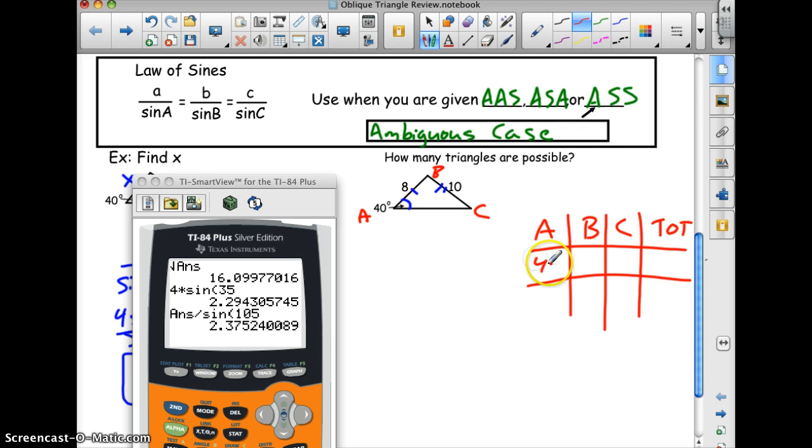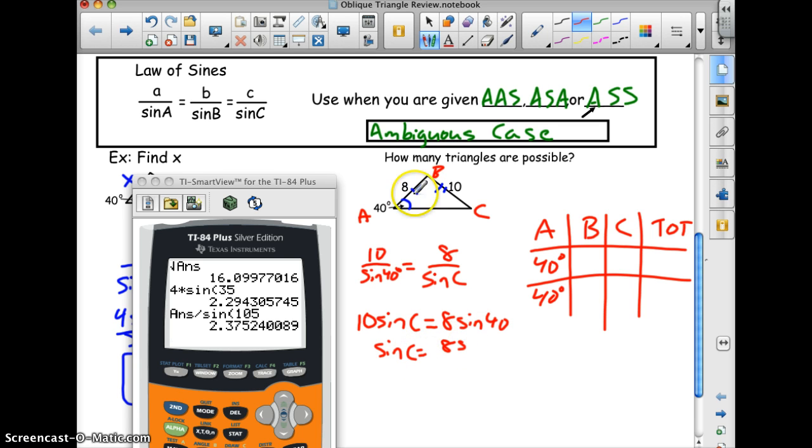Now, this angle A is always going to be 40 degrees. It was given, that doesn't change, all right? But now I can use the law of sines and find angle C here, okay? And that would happen with 10 over sine 40 equals 8 over the sine of C. So I'm going to find this by cross multiplying: 10 sine C equals 8 sine 40. So the sine of C is going to be 8 sine 40 divided by 10, okay?